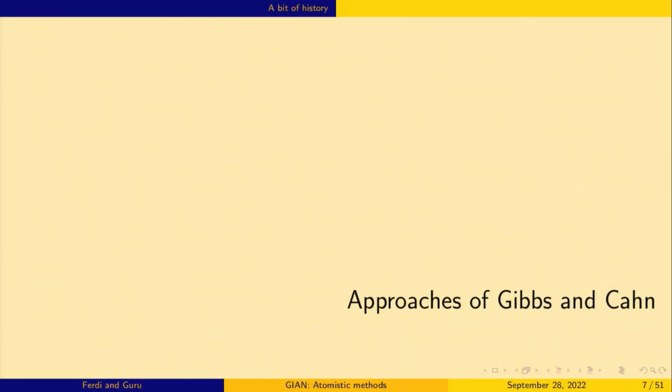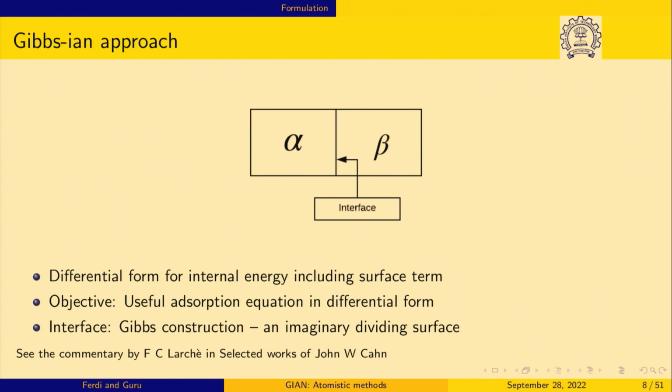So, let us look at the approach of both Gibbs and Kahn. What did Gibbs do and what did Kahn do to understand the interfaces? In all these cases we are interested in a solid-liquid interface. In the Gibbsian approach, you can even make it very generic. So, you have two phases alpha and beta, and you have an interface that is separating them.